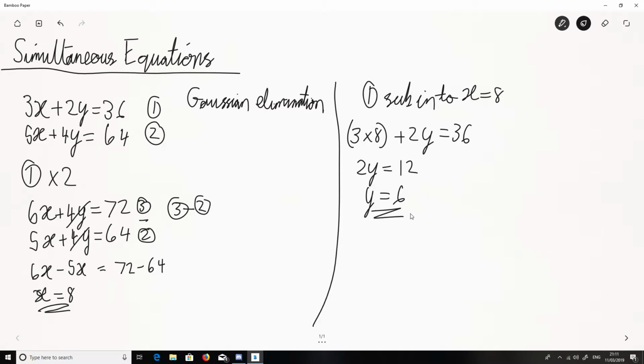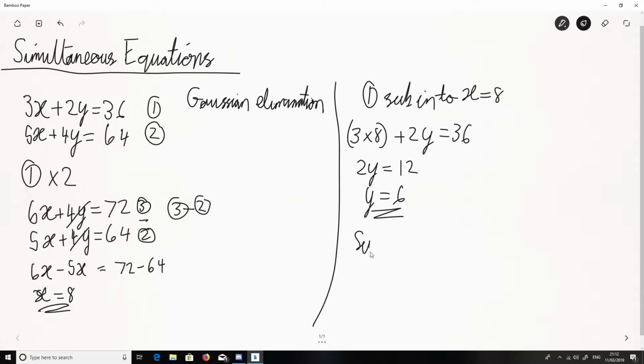The way you can check this method is by substituting both of your variables into the other equation. Whichever equation you've used to get your second variable, substitute both back into the other equation in order to check it, because the point of these two equations is that both are valid for whatever solution you get. So if you substitute both back in, we should get 64 here. This wouldn't be necessary in an exam situation. It's just if you wanted to check that your answer was correct.